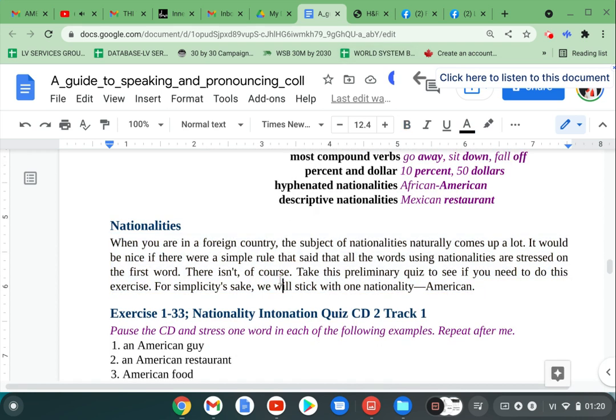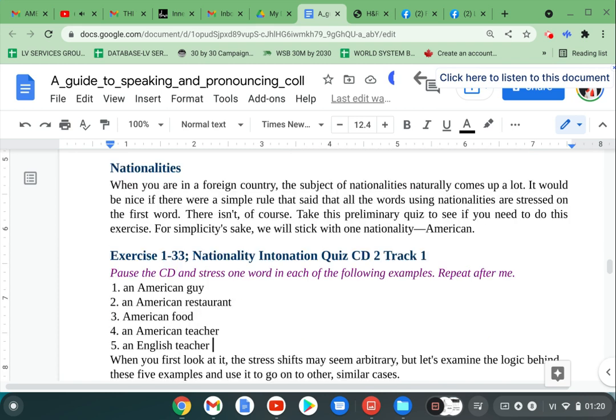Exercise 133, Nationality Intonation Quiz. Pause the CD and stress one word in each of the following examples. Turn the CD back on and repeat after me. 1. An American guy. 2. An American restaurant. 3. American food. 4. An American teacher. 5. An English teacher.